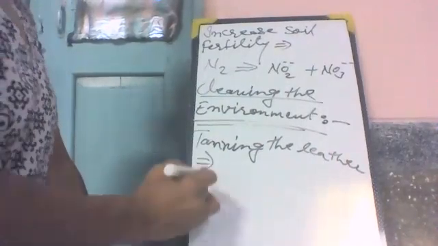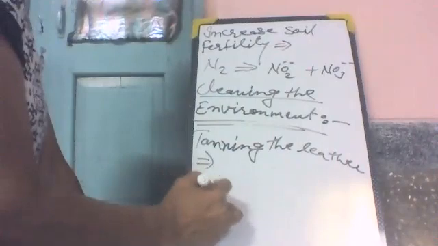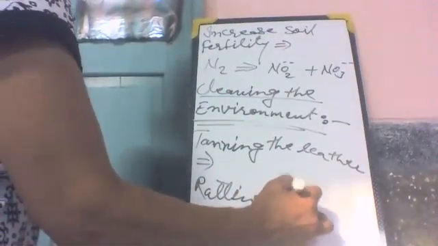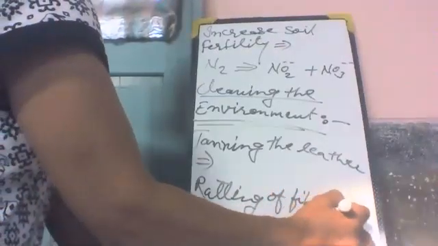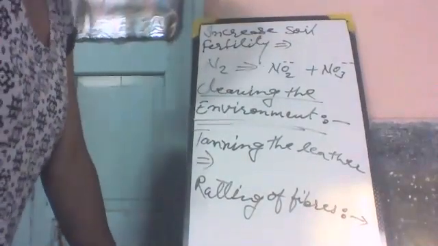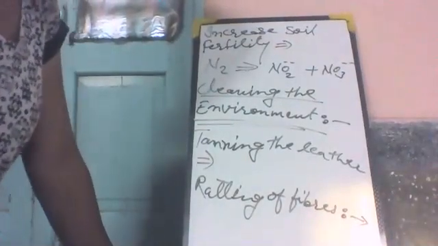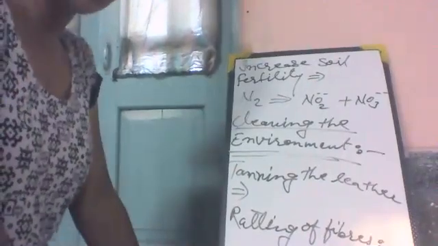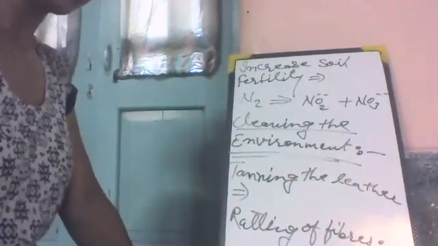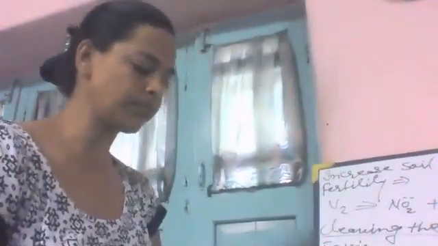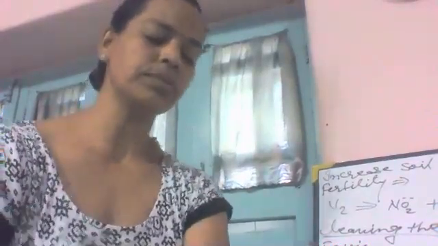Then retting of fibers. Some bacteria are used for separating jute fibers and also for making them soft.